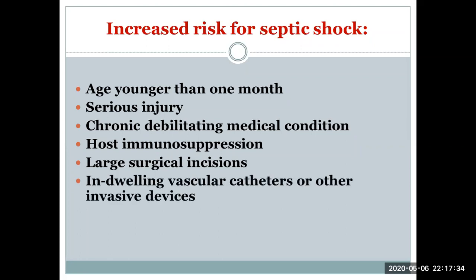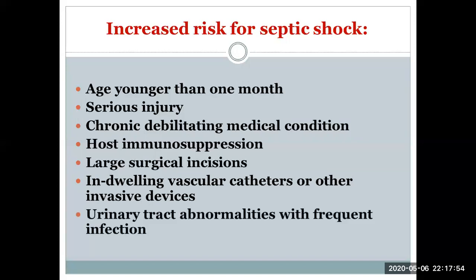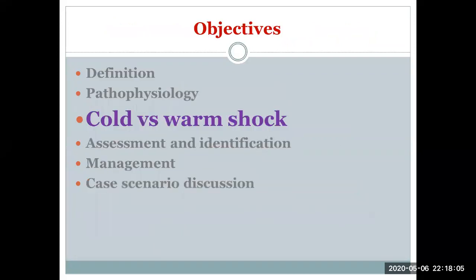A patient with indwelling vascular catheters or other invasive devices, like a tracheostomy, gastrostomy tube, Foley catheter, endotracheal tube, whether they have these permanent devices or temporary devices, they will have a higher chance of catching sepsis and getting into septic shock. Patients with urinary tract abnormalities with frequent infections, urogenital anomalies due to a congenital or another reason, operated or not operated, carry higher risk to develop septic shock.